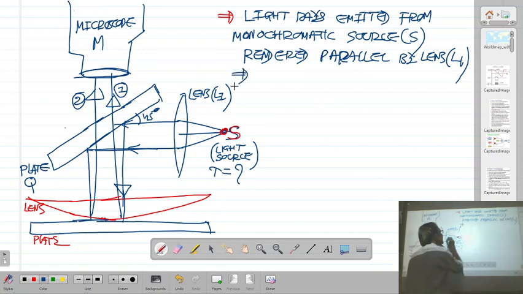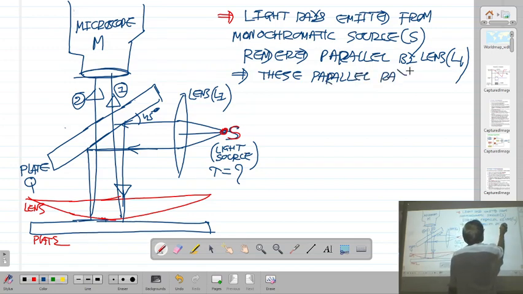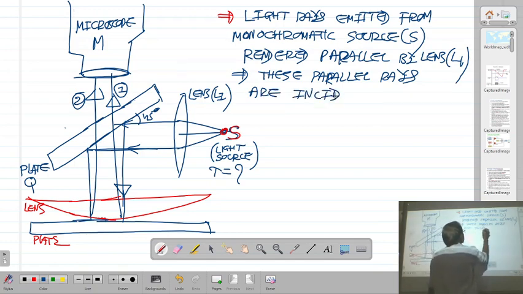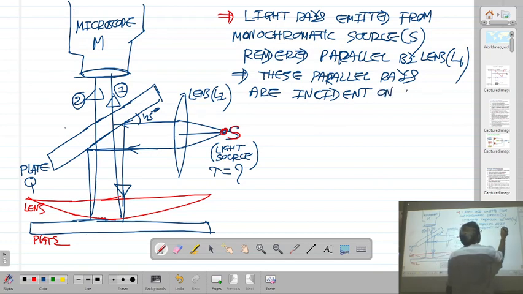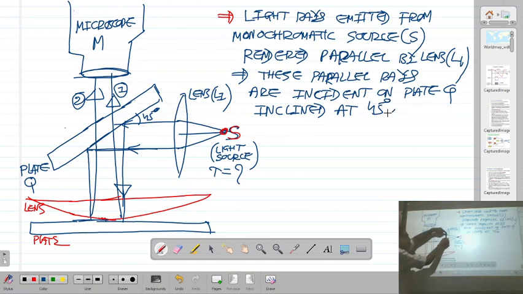So the second point we write: these parallel rays are incident on plate Q inclined at 45 degrees. Okay, so these parallel rays are incident on the glass plate Q, which is inclined at 45 degrees.